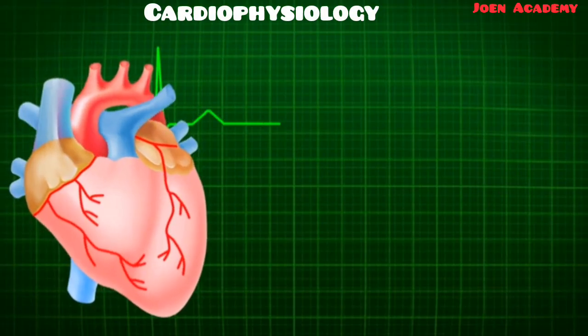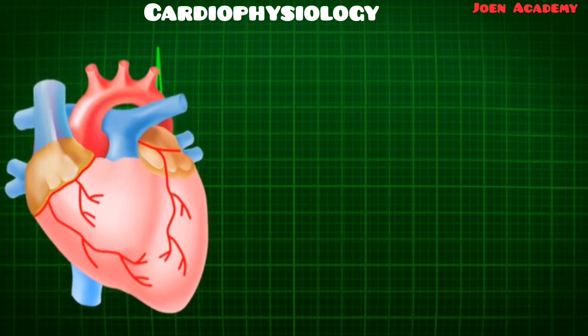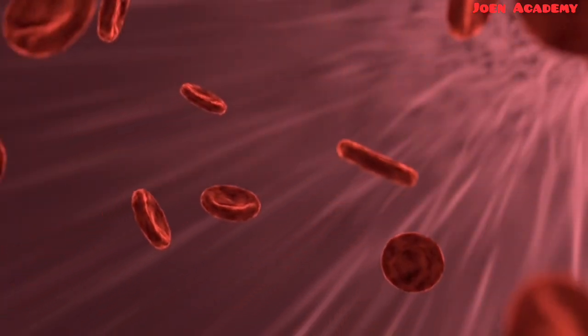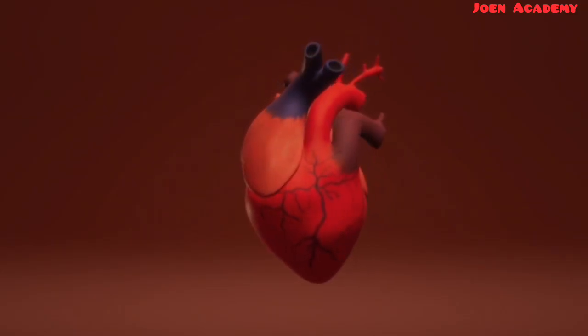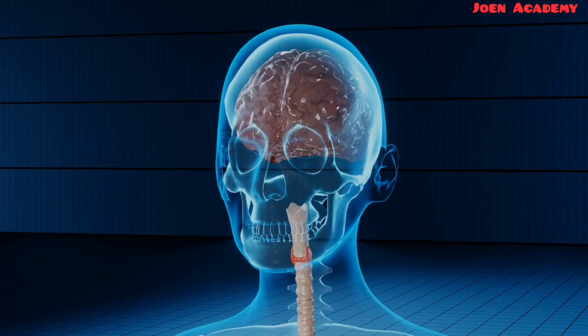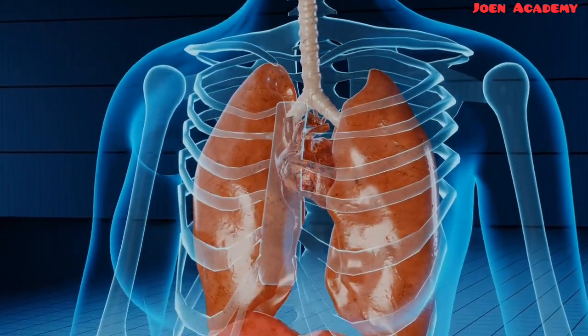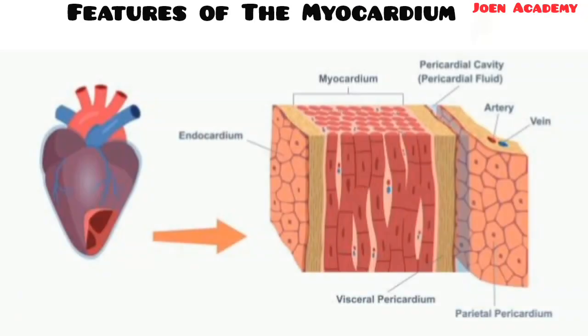Previously on cardiophysiology, we were able to give a good description of the cardiovascular system. We discussed the types of circulation, and we were also able to explain the anatomy of the heart. If you are yet to see the video, make sure you do so through the link in the description of this video. In this particular video, we are going to have a good look at the myocardium.